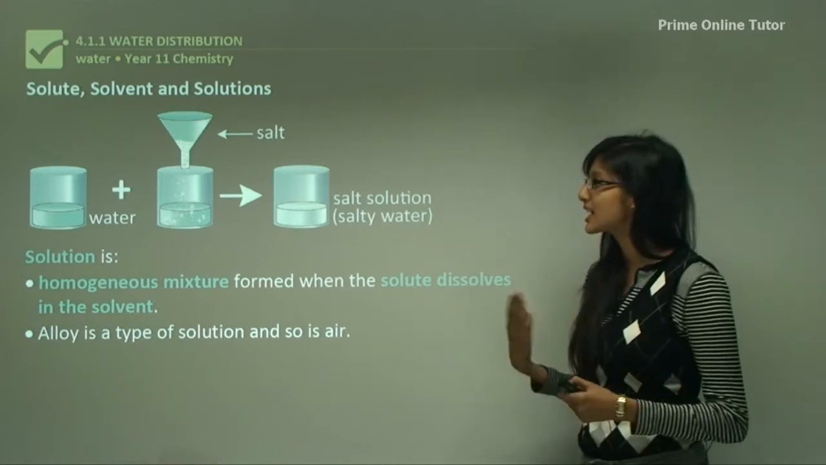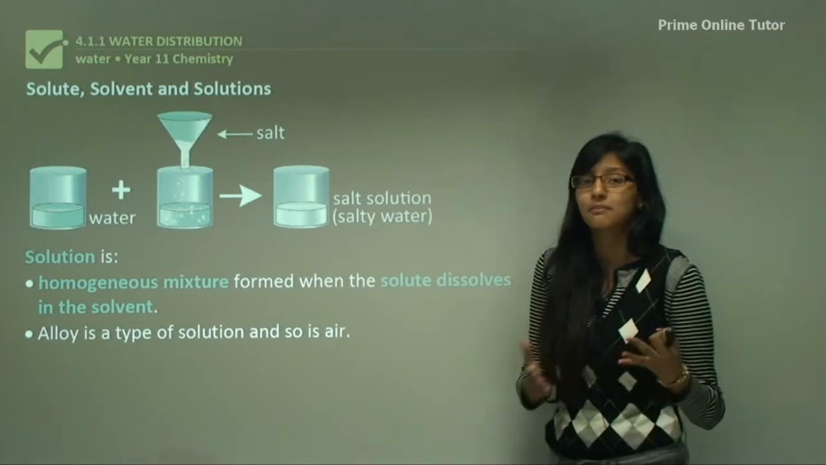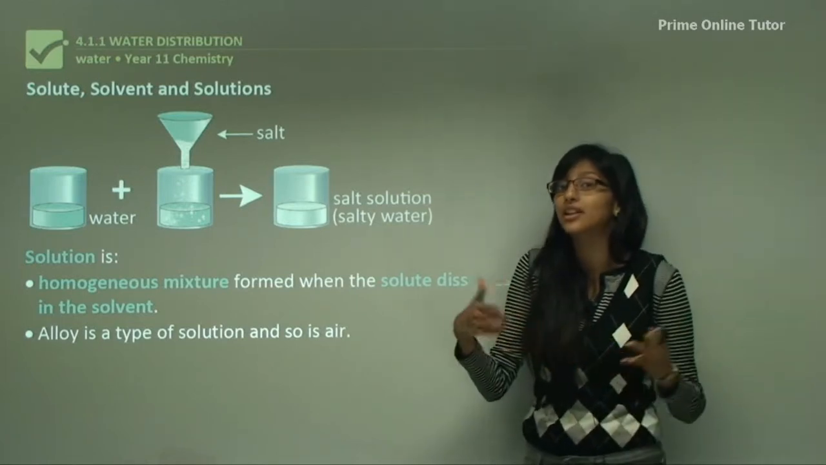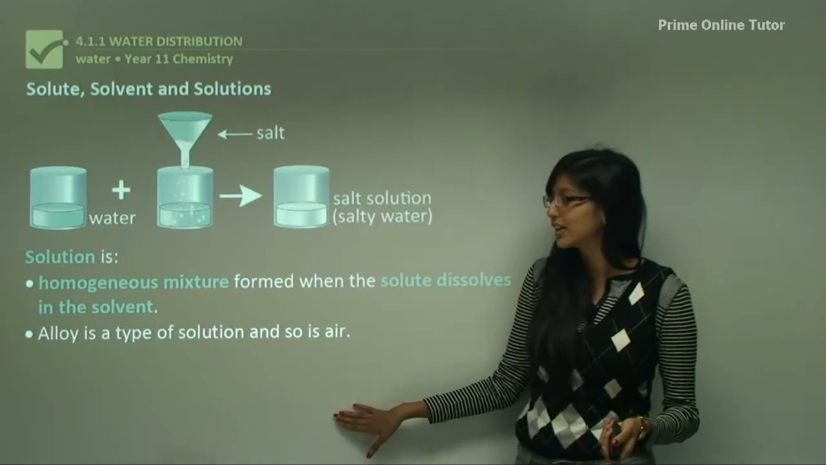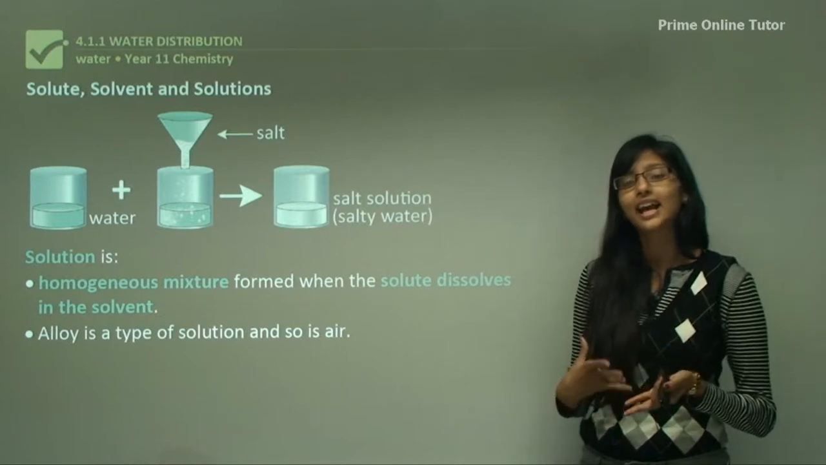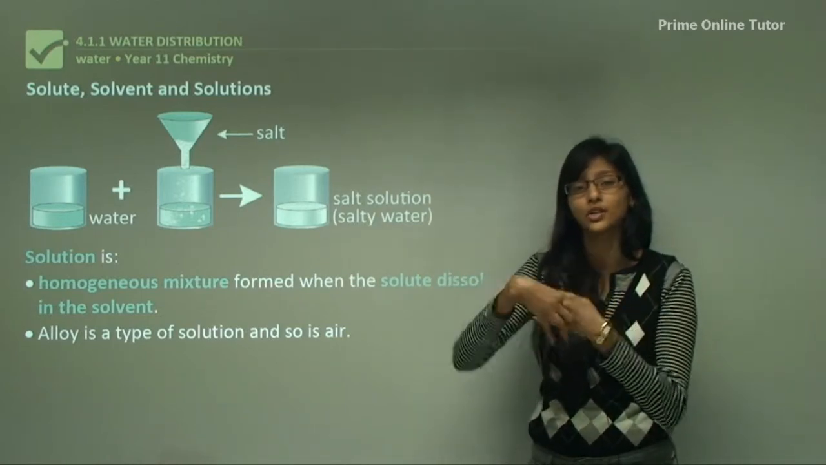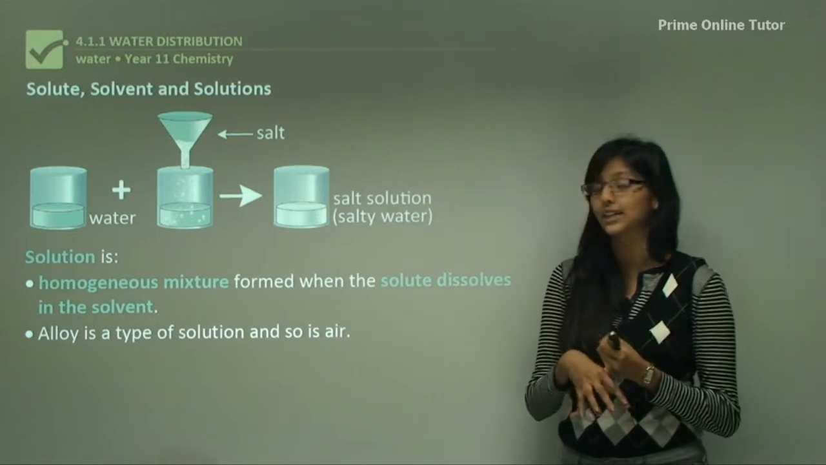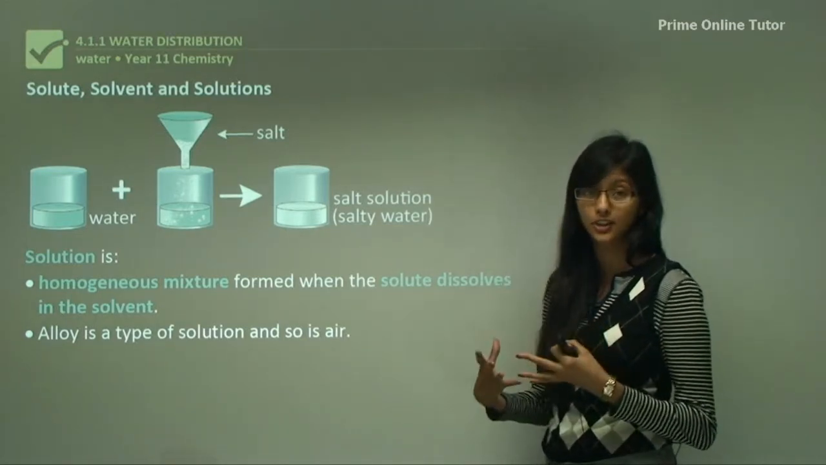And also, if you remember, I said that a solution does not always have to be a liquid. So just because when you think of a solution, you think of water, does not mean that water is the only solution. A solution can also be an alloy. Now, you should know what an alloy means, but what is an alloy? An alloy is a mixture of metals. So it is different types of metals joined together. And if you remember, an alloy is usually a solid. So it's a solid solution.